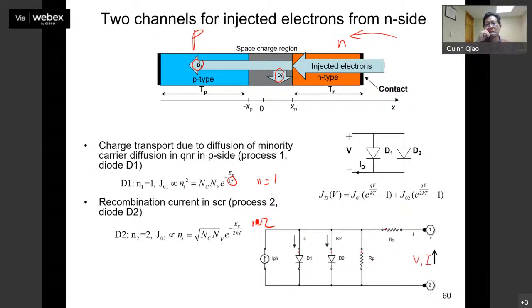Okay. Now you see we have a two-diode system for this diode, right? Once you inject electrons, some will recombine inside the SCR. Others will go through the p side, and depending on which one is dominant, your current will flow that way, okay? So for now, there are two diodes, one is D1, one is D2, right? In the ideal case, D1 is n equal 1, D2 is n equal 2, right? That's why you have a two-diode system, okay?